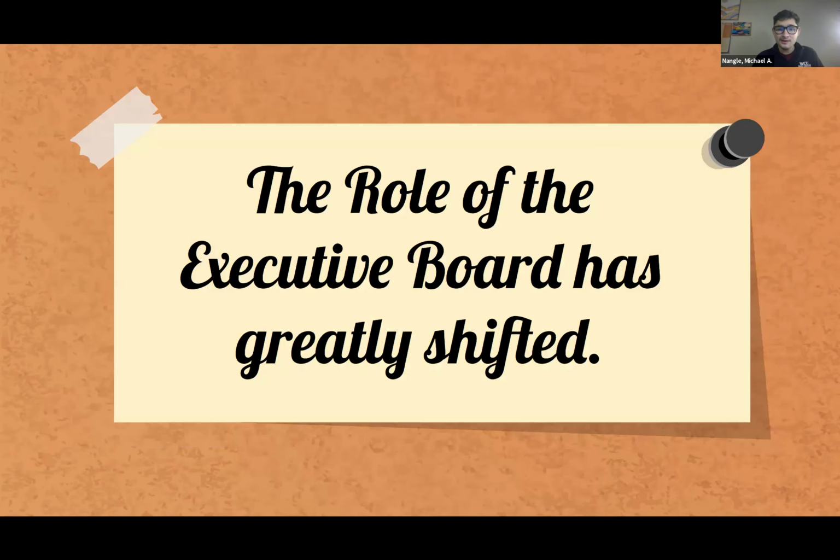The role of the executive board has greatly shifted. I think that anyone who's on the executive board has felt this. We're no longer seeing our peers, our fellow leaders once a week, maybe bi-weekly, to discuss events or to plan things that we can do in person because we can't be in person. But just because the executive board role has shifted doesn't mean that it's any less important.